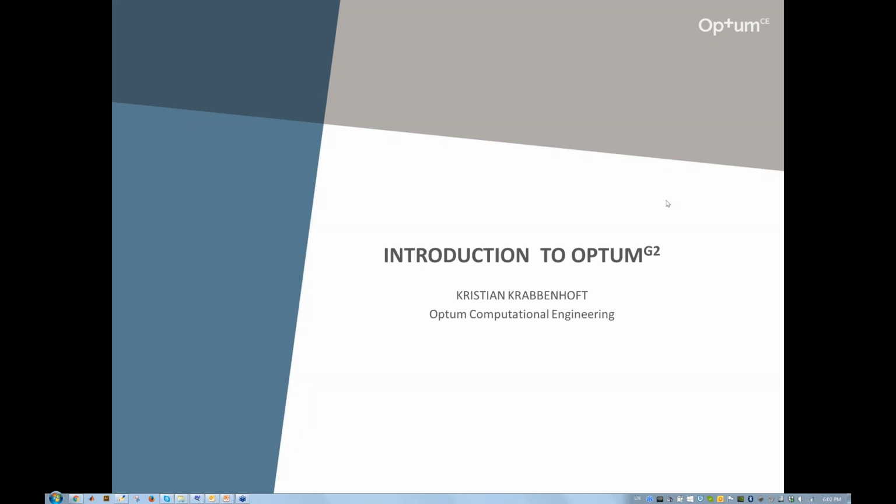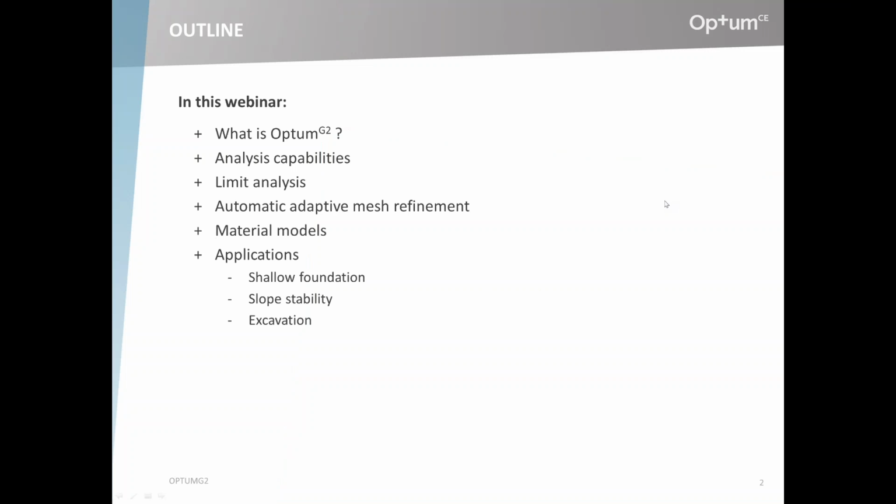This presentation, I have a brief outline of it here. This webinar will give a brief introduction to the program OptumG2, focusing on our analysis capabilities, and especially some of the analysis capabilities that are unique to OptumG2. First and foremost, limit analysis, and in connection with that, automatic adaptive mesh refinement. I'll say a few words about what we have of available material models as well, and then I'll move on to three applications: a shallow foundation, an example of slope stability, and an excavation, a staged excavation example.